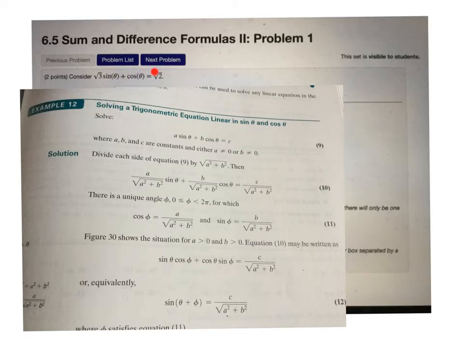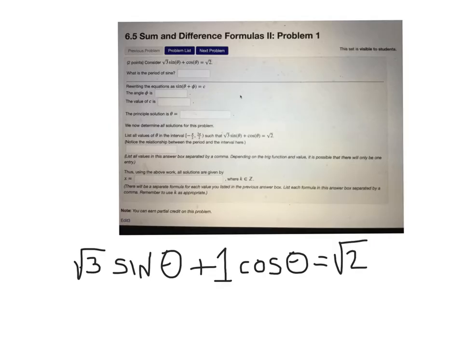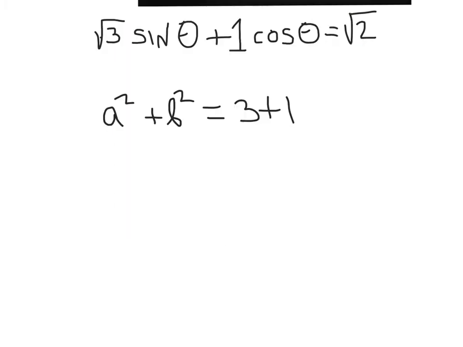Notice the parallelism between this equation in the WeBWorK problem and this one in the textbook example. So it looks like A is root 3, B is 1, and C is root 2. Here's this equation written down here. A is root 3, B is 1, and C is root 2. So that means that A squared plus B squared is 3 plus 1, right?